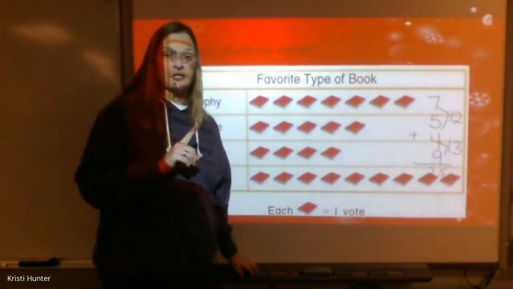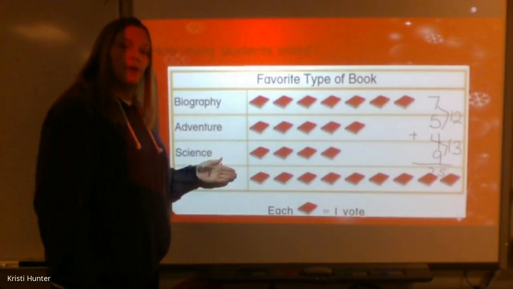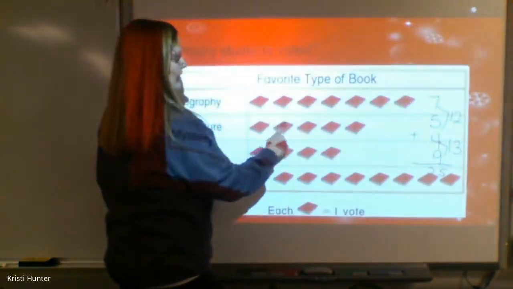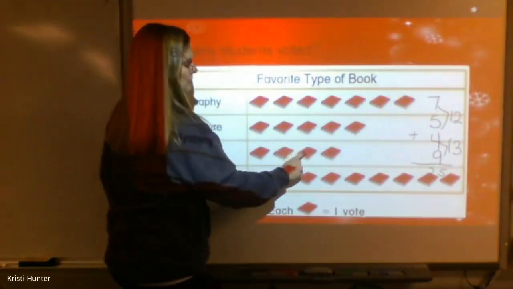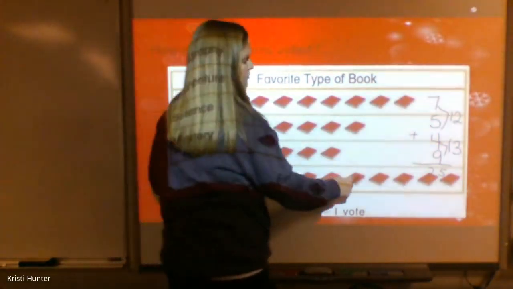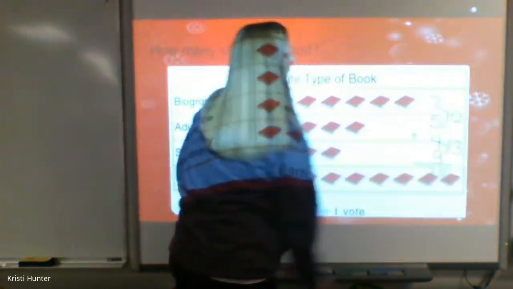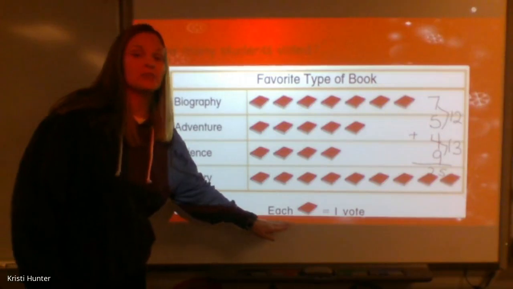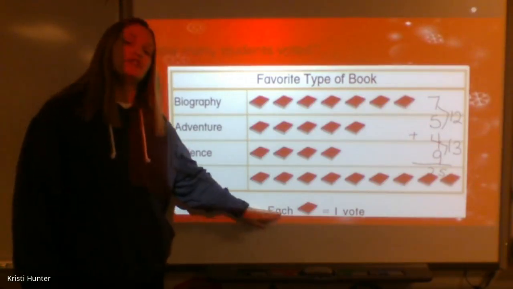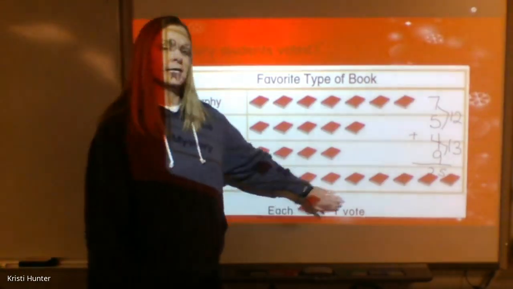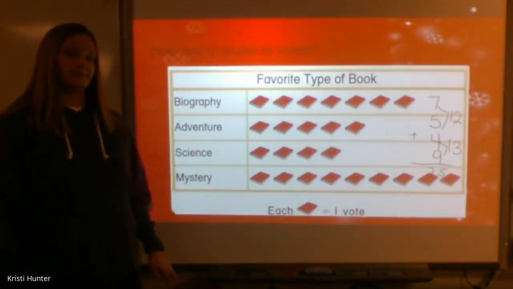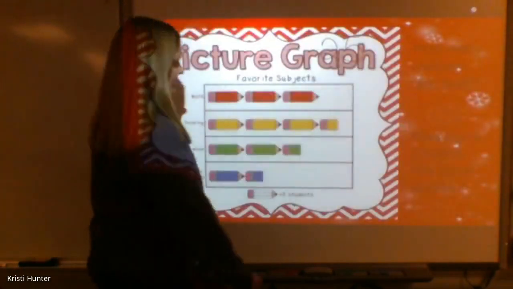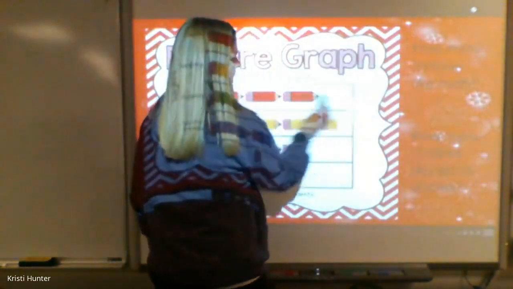Here's a way to check yourself: count up all the books. 1, 2, 3, 4, 5, 6, 7, 8, 9, 10, 11, 12, 13, 14, 15, 16, 17, 18, 19, 20, 21, 22, 23, 24, 25. 25 students voted. Remember, don't count the book down at the bottom. That book is just telling you that each book equals 1 vote. All right? Okay, so now let's take a look at a different type of graph.